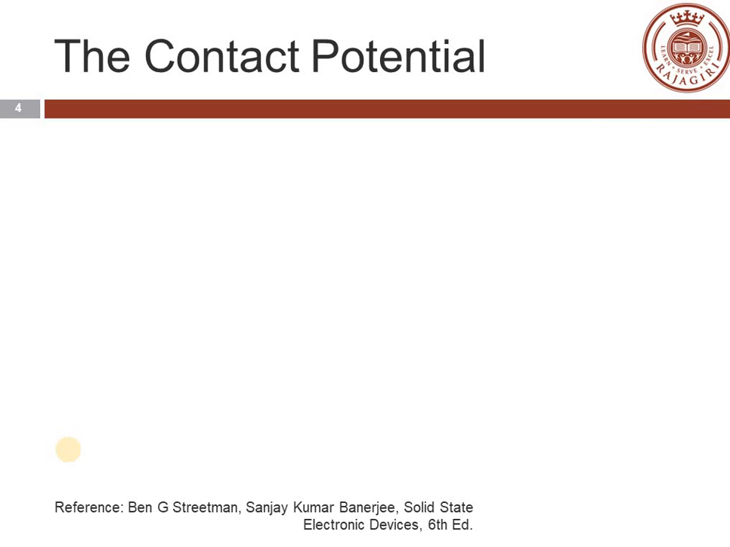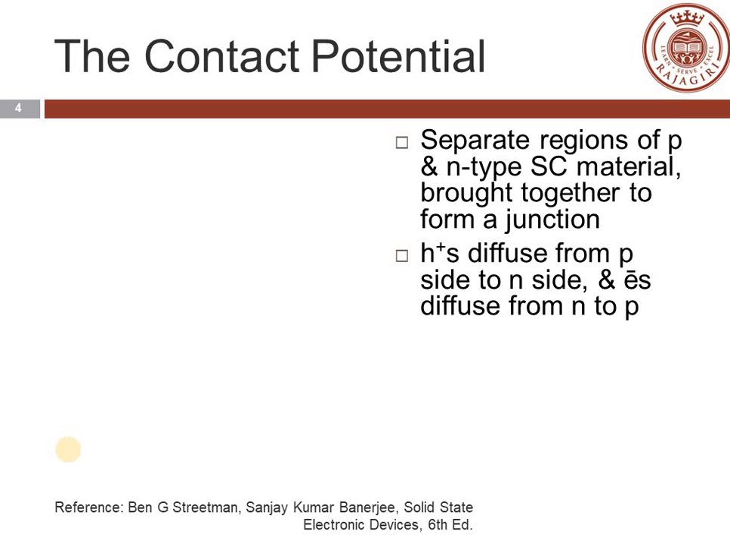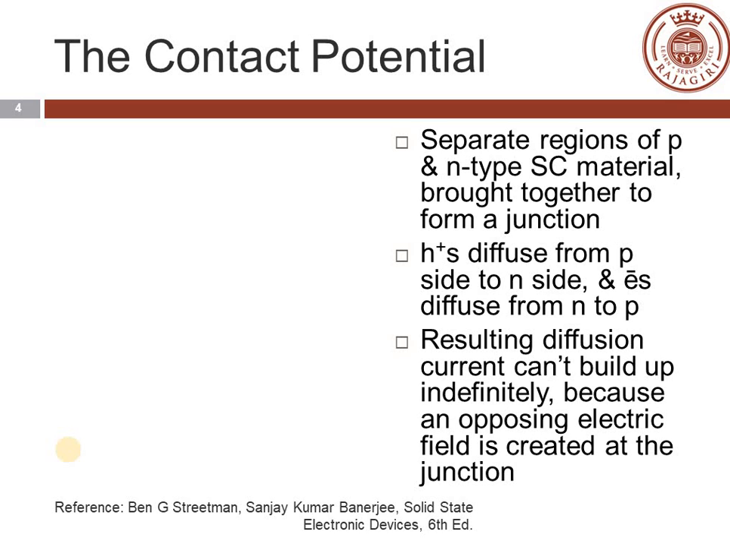The next concept we are focusing on is contact potential. When we have separate P and N type semiconductor material, that doesn't form a junction. Once you fuse the P and N semiconductors to form a junction, holes will diffuse from the P side to the N side, and electrons will diffuse from the N to the P side. This results in a diffusion current which can't build up indefinitely because an opposing electric field is created at the junction. We'll see this diagrammatically.